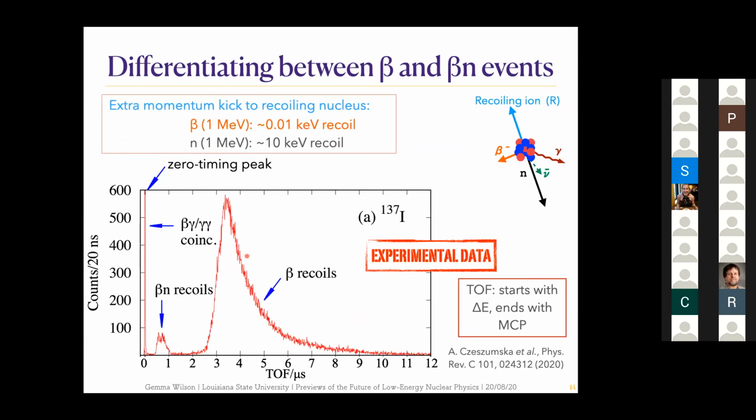And just to show you some experimental data, this is I-137. This shows how well we can separate the beta decay. So this is the time of flight of a recoil after beta decay, and this small peak here, which is very well separated, are the recoils after beta-delayed neutron emission. So it does get a good kick. For example, for a mass around 100 nucleus, if you have a 1 MeV neutron, it will give the recoiling ion a 10 keV kick compared to a 0.01 keV kick from a beta. So it is significant.